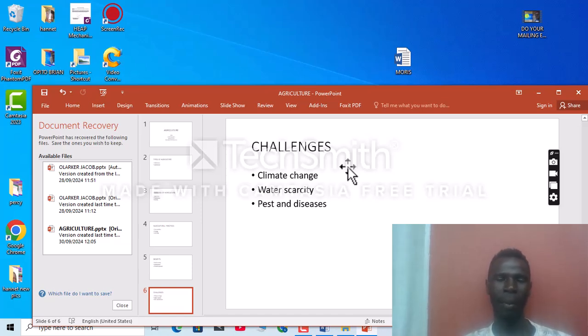Number one is climate change. Let's take an example. Agriculture is normally affected by rains. When the rain is not there, the crops you're growing and the animals you're rearing will suffer, because for animals there will be no grass, and for crops there will be no water to utilize. Rainwater is very important for crops to grow and do other things.